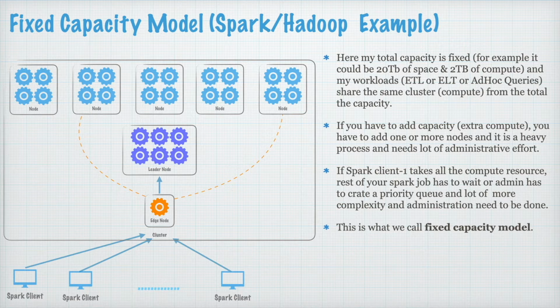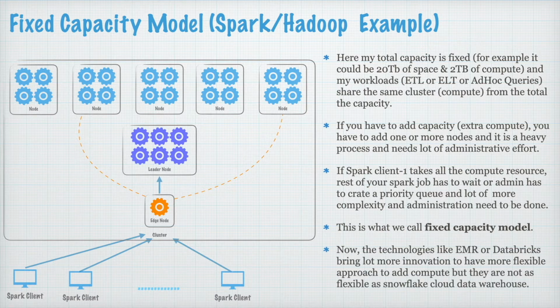This is what we call a fixed capacity model. Even though you can add extra nodes, that cannot be done on the fly. Now, technologies like EMR, Databricks, or even Kubernetes bring a lot more innovation to have a more flexible approach to add compute, but they are not as flexible as the Snowflake Cloud Data Warehouse.